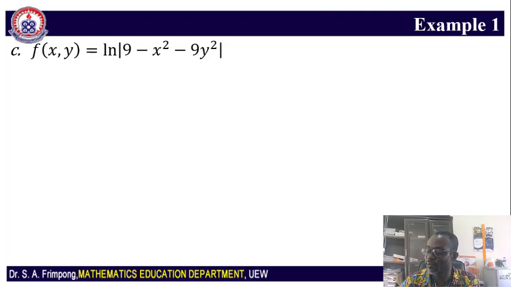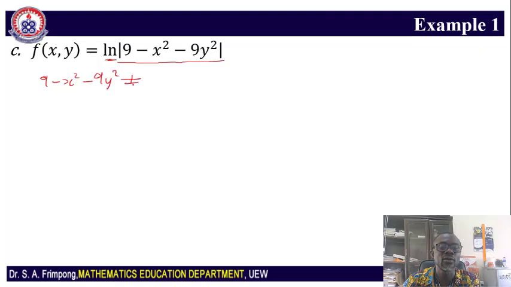Okay, so let's look at example 2. We are to find the domain of this function. This is a log function and it's also in an absolute value. You cannot take the log of a negative number, but because of the absolute value, if the number is negative, the absolute value will take it to positive. The only thing we want to restrict is that 9 minus x squared minus 9y squared can never be 0.